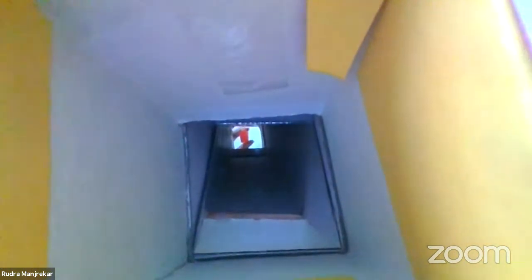I'm going to be showing the cap of a highlighter through the periscope. Is it visible? Yes. Thank you.